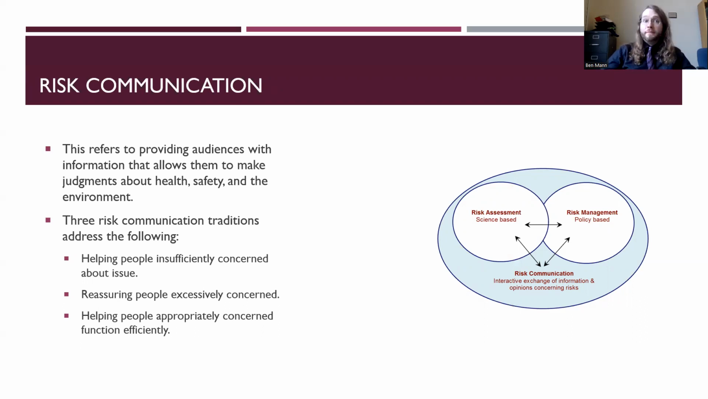So there are three major populations to consider here. People who are insufficiently concerned: there is a major virus going on, and we need to take this seriously. People who are excessively or overly concerned: these are the things that work, these are the things that don't, this is what's safe, this is what isn't. And helping people who are appropriately concerned function effectively, having the tools and support that they need.